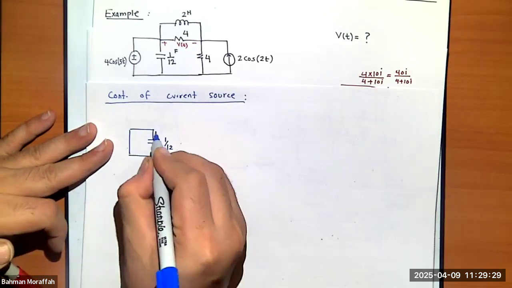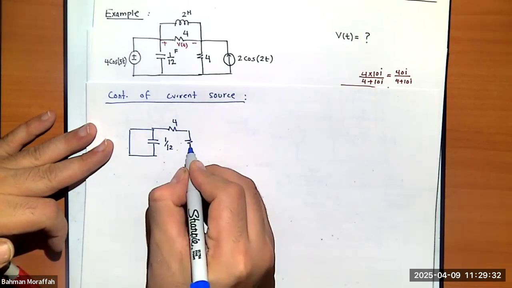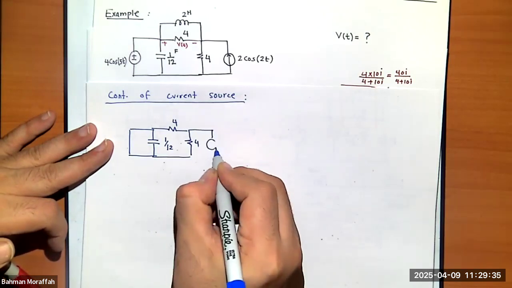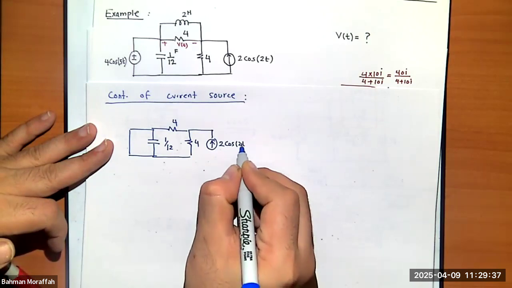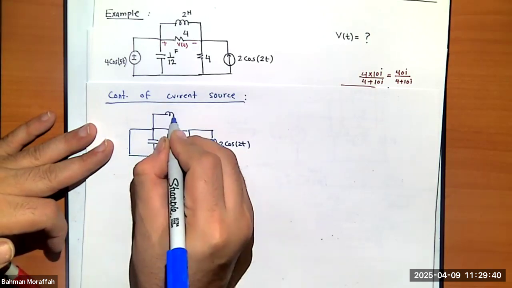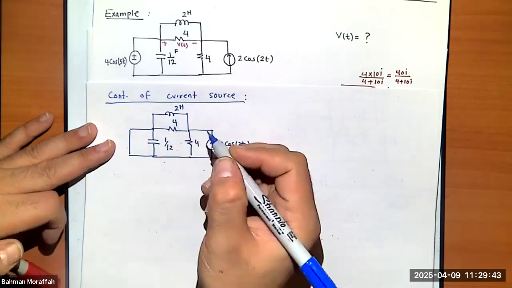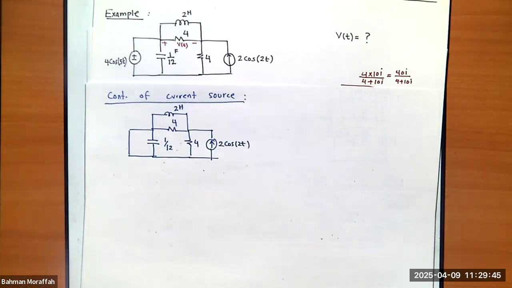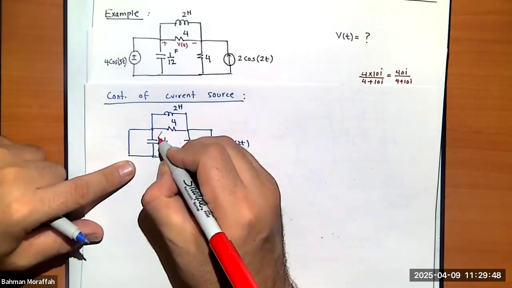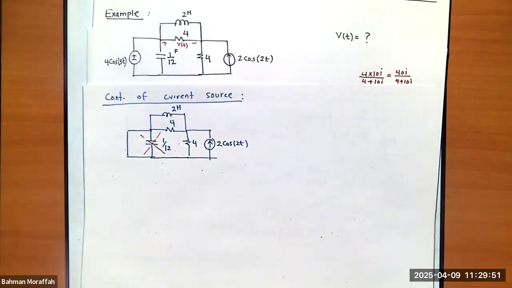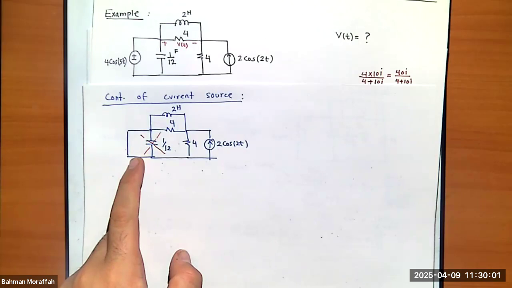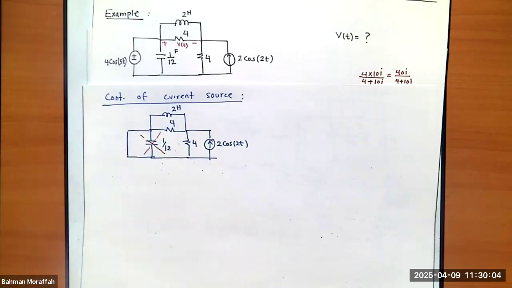1 over 12. I have 4. That's cosine 2t. And then I have this 2 Henry. Do you agree that this capacitor is gone? Yes? It is. Why? Because it's in parallel with this wire. So the voltage across this capacitor is 0. So it's gone.